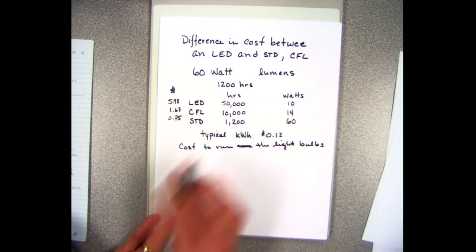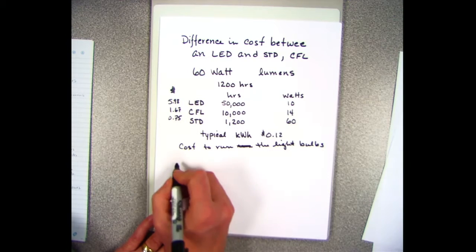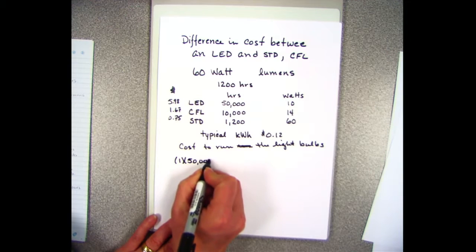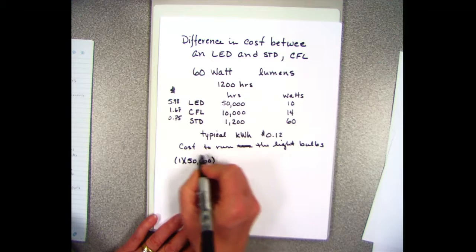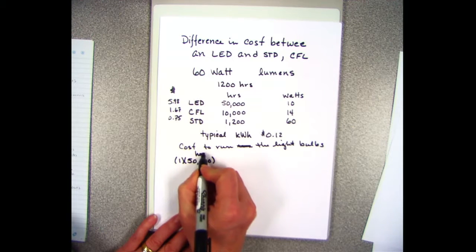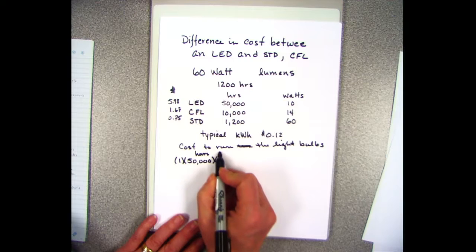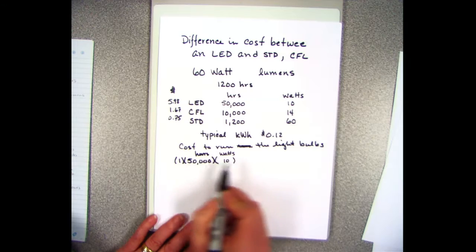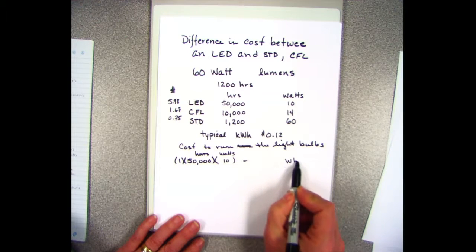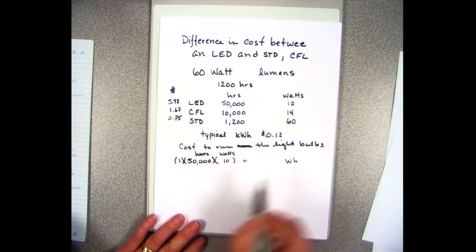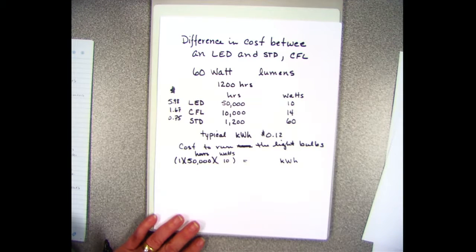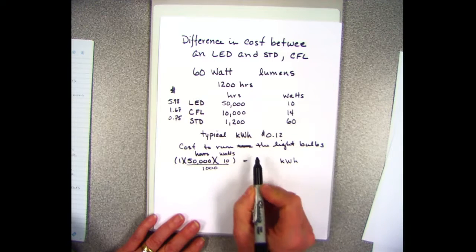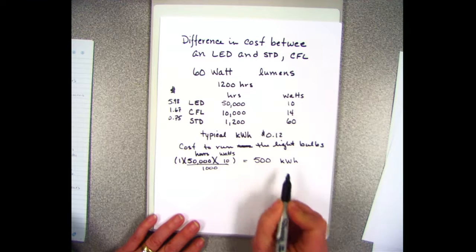We're going to do it for the lifetime of an LED. So the cost to run one LED, 50,000 hours, and this is hours, and this is watts. Because if I multiply watts times hours, I get watt hours. And I'm going to divide by 1,000 so I get kilowatt hours. This gives me 500 kilowatt hours.